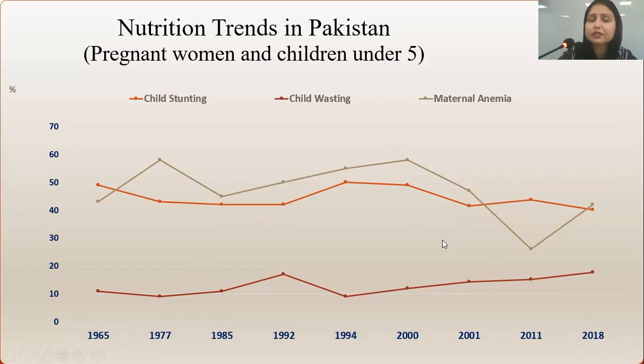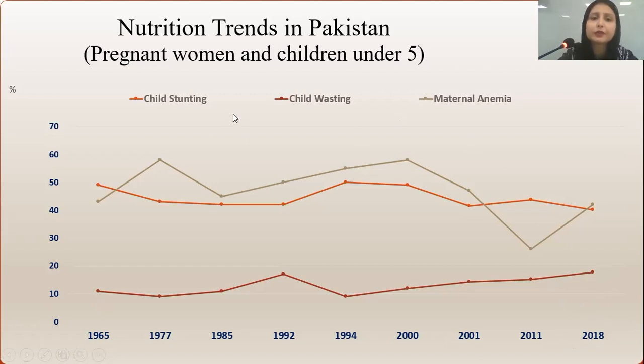What are the nutritional trends in Pakistan for pregnant women and children under the age of 5? These different colors indicate child stunting, wasting, as well as maternal anemia. You can see that in 1965, approximately 10% of children were suffering from wasting, and in 2018 it is approximately 19%. So there is no improvement in terms of child wasting.